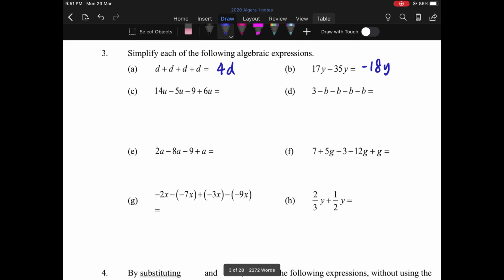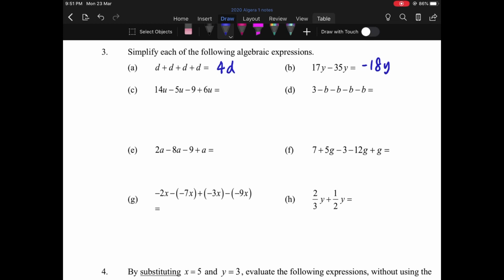For part C, we will need to rearrange the terms. We'll group up the like terms together with the sign. So 14u subtract 5u plus 6u. And lastly, minus 9. So for all the like terms with u, we will get 14 subtract 5, you will get 9. And then 9 plus 6, you will get 15. So 15u minus 9. Next, so this is equivalent to 3 subtract 4b.